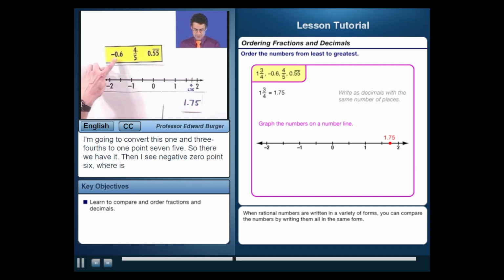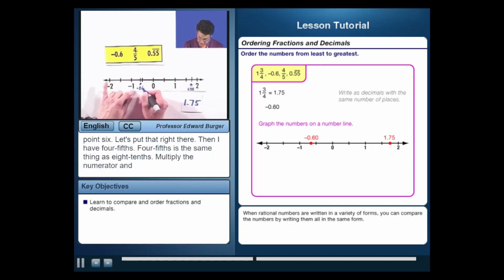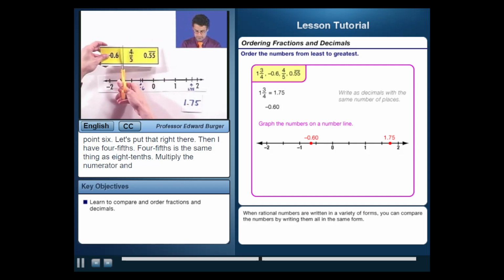Then I see negative 0.6. Where is that? So here's a negative 0.5. So negative 0.6 is a little further to the left of that. So it's, let's say, right here. And so this is negative 0.6. So put that right there.